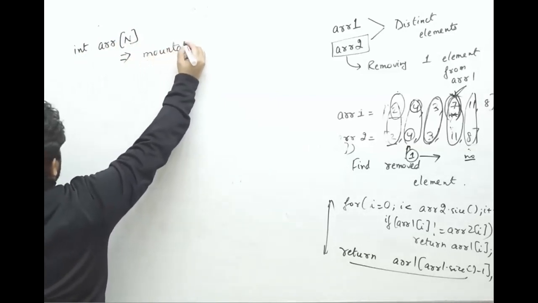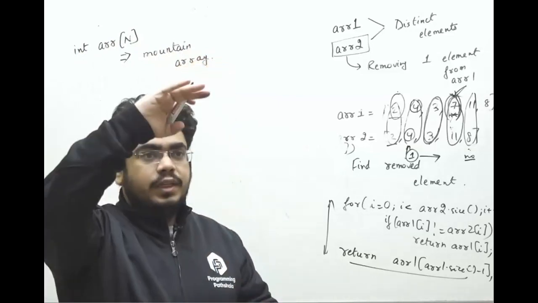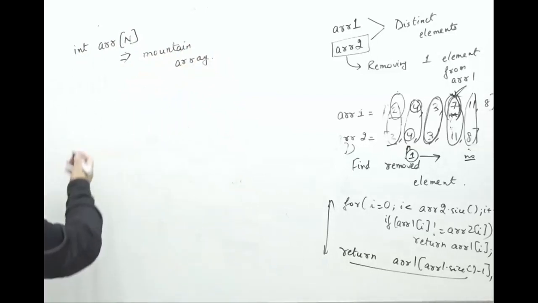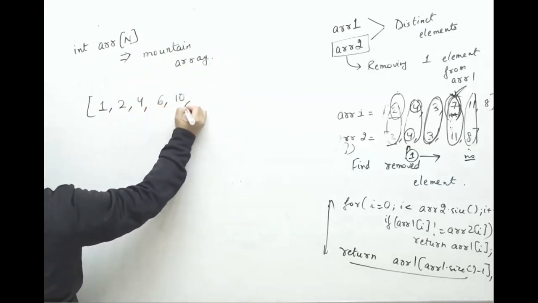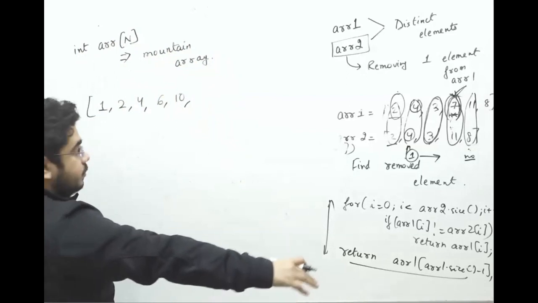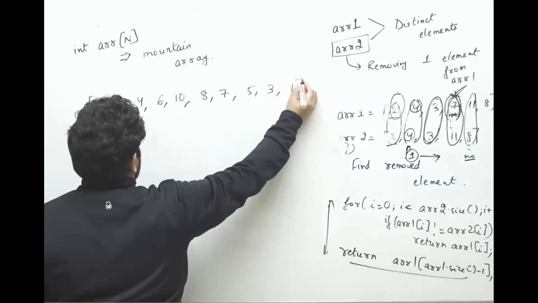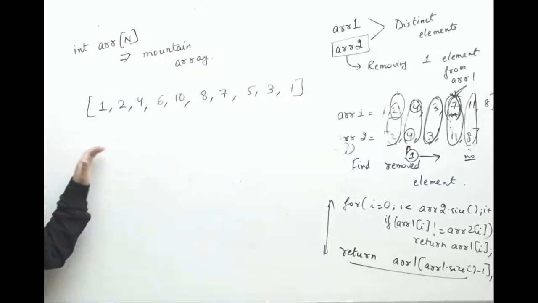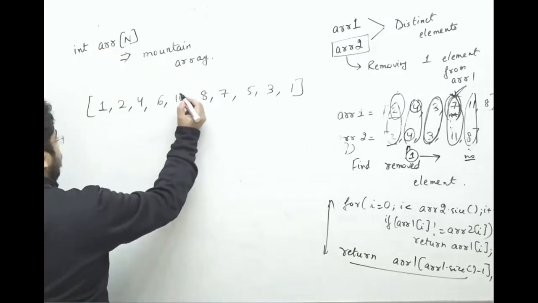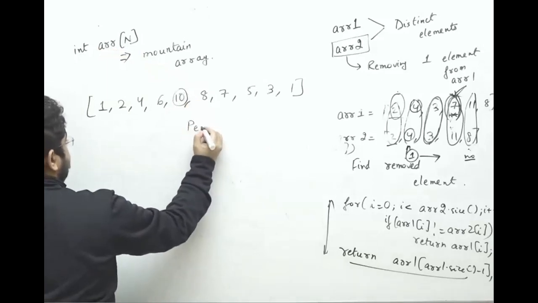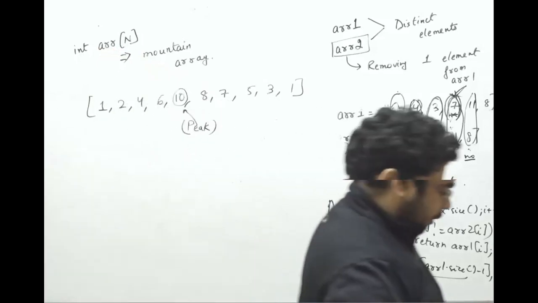So what is a mountain array? There will be a few elements which first increase, then decrease. As an example, if I have something like 1, 2, 4, 6, 10, it increases, then it goes down: 8, 7, 5, 3, 1. It first increases, then it decreases. Then this is a mountain array. And what you want to do is find the peak in it, which is 10 here. Does the question make sense?